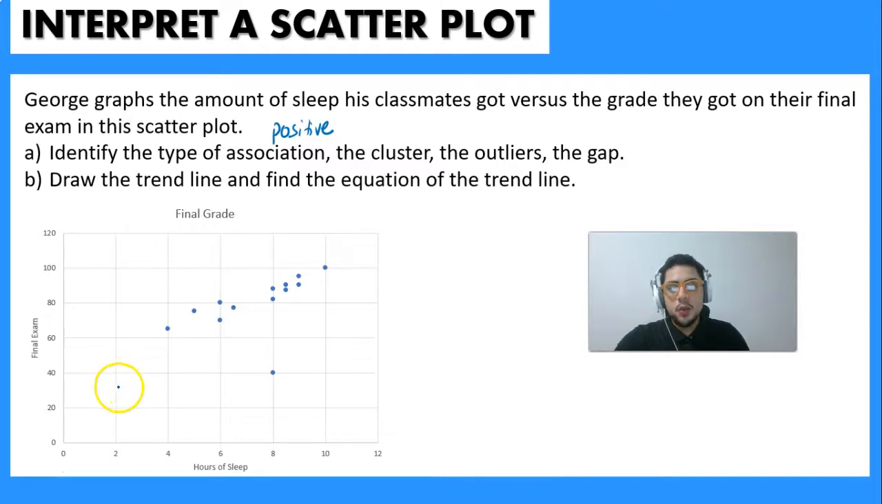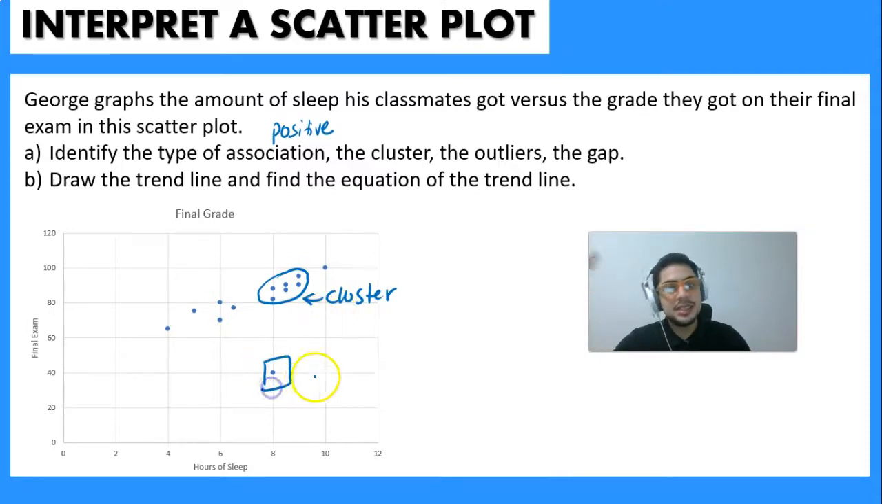A cluster, if you guys remember, is whenever we have a group of points close together. So we can say that this is a cluster of points because we have some points that are very close together. And outliers. So this would be the cluster, and the outlier is a point that is way off the table. So in this case, we see that this is a clear outlier, right? And we have that this is the gap because we have no information whatsoever there, right?